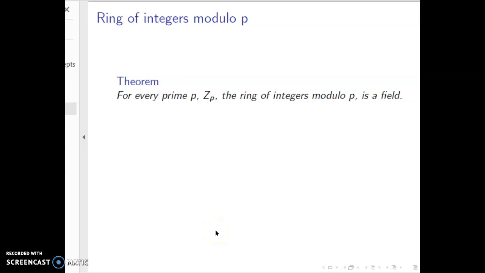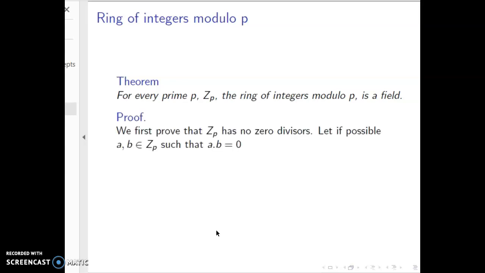The next result says that for every prime p, Zp, the ring of integers modulo p, is a field. For that, first we will prove that Zp is an integral domain and then we will use the result that every finite integral domain is a field and say that Zp is a field. So first let me prove that Zp has no zero divisors.